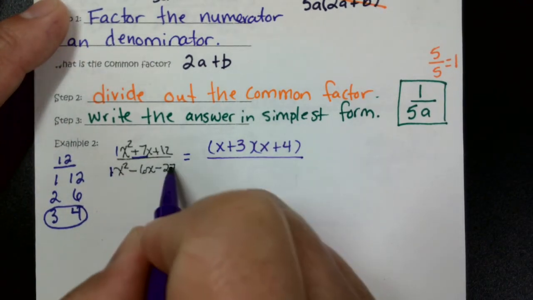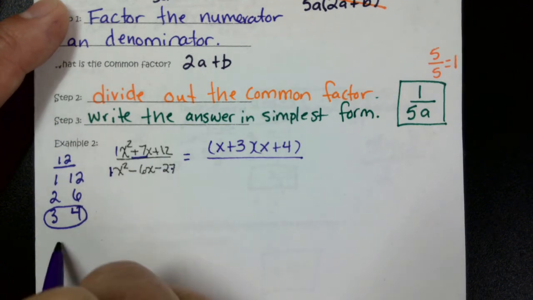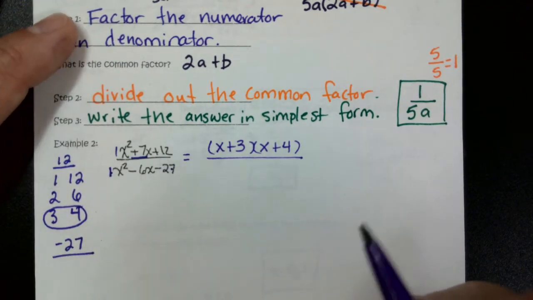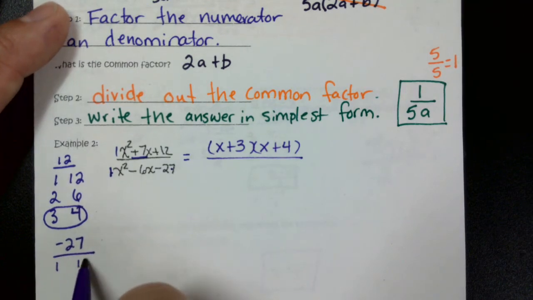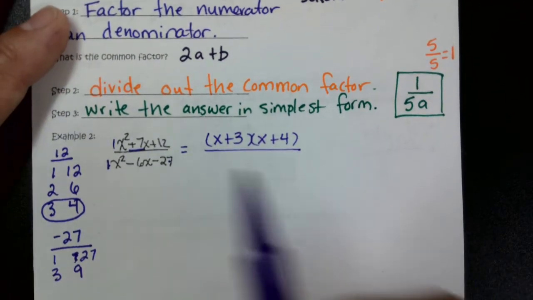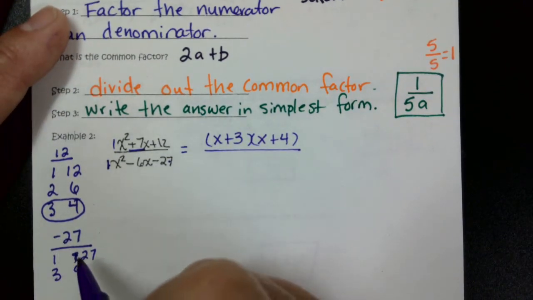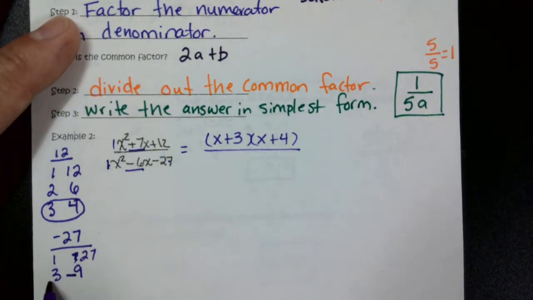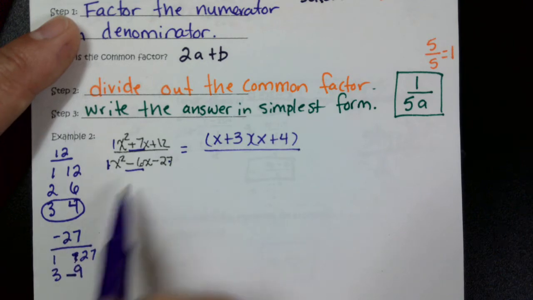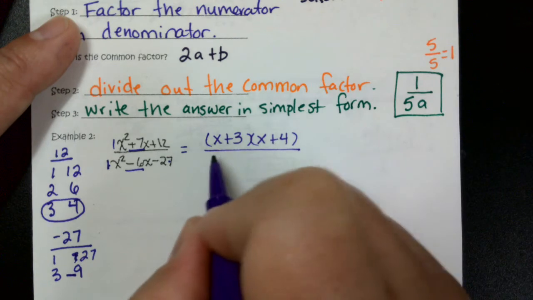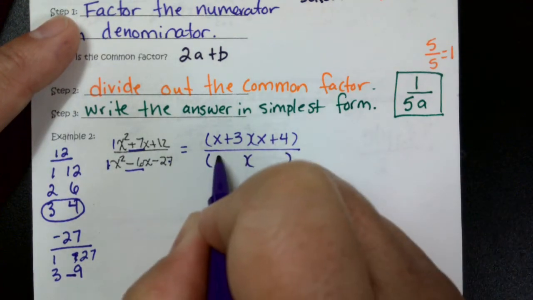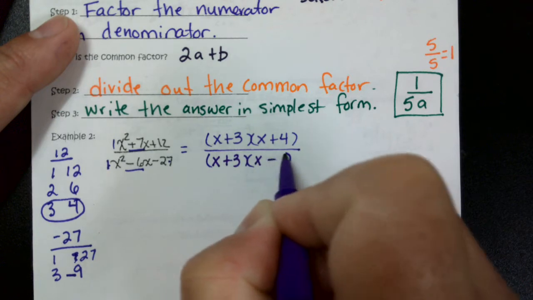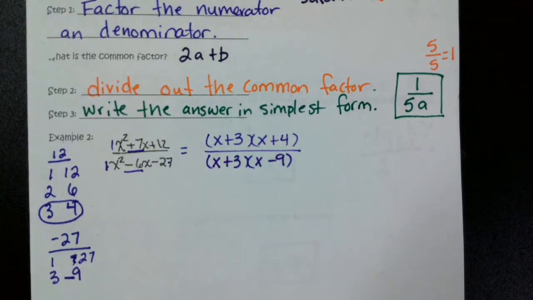For the denominator, I'm going to factor again. 1 times negative 27 is negative 27. The factors of negative 27 would be 1 and 27. Oops, 3 and 9, and I believe that is it. Something has to be negative here, one of the factors, and we want to add to get a negative 6. So I know 3 plus negative 9 is negative 6, and when I multiply 3 and negative 9, I get negative 27. So again, fast forward, I have my factors of x plus 3 and x minus 9. So I've now done my first step, factor the numerator and the denominator.